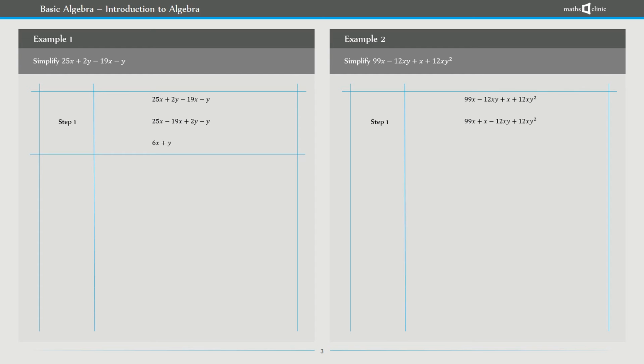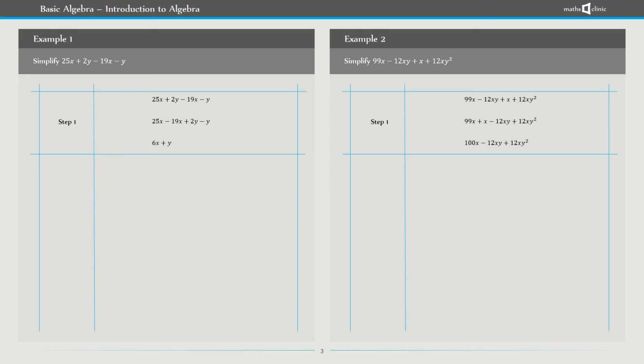So we simply work the x's, and then we bring the x's together. We have 99x plus x minus 12xy plus 12xy squared, and what we end up with in the end is 100x minus 12xy plus 12xy squared. At this point, there's pretty much nothing else we can do, and that gives us our final answer. And that is how we collect like terms and perform basic operations on algebraic terms in expressions.